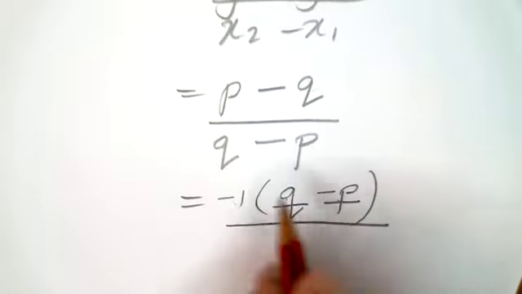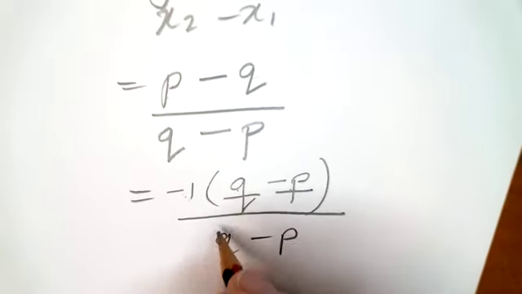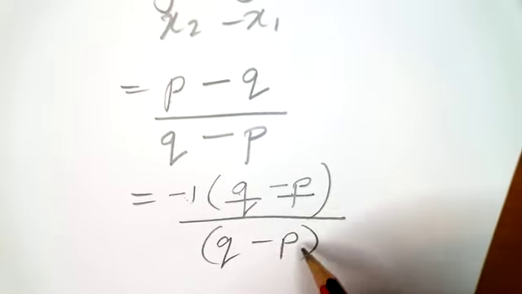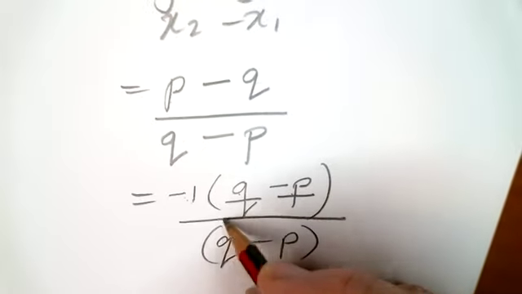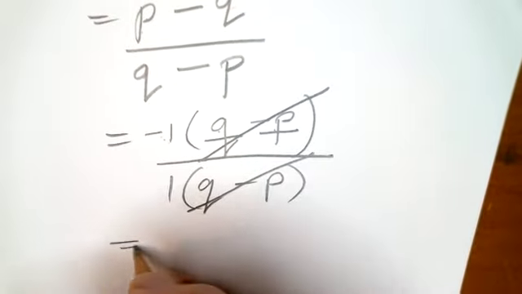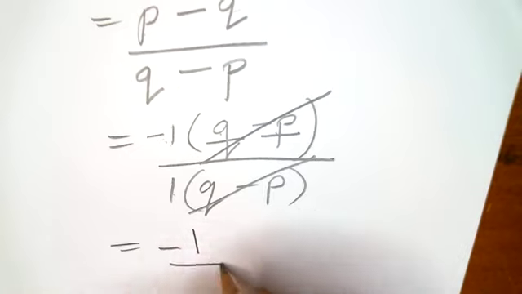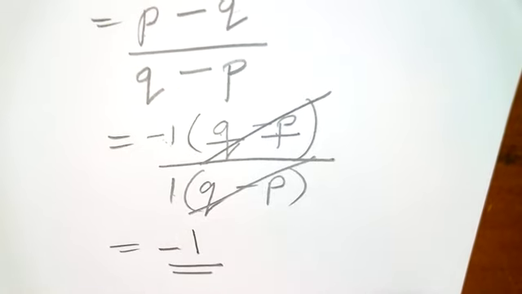And this is all over, and we're just going to leave this as q minus p. So straight away, if I put that in brackets, you can see that these two are exactly the same. So of course, anything divided by itself is 1. I'll put a 1 there. Equals -1 over 1. Well, -1 over 1 is just -1. And that is my solution.